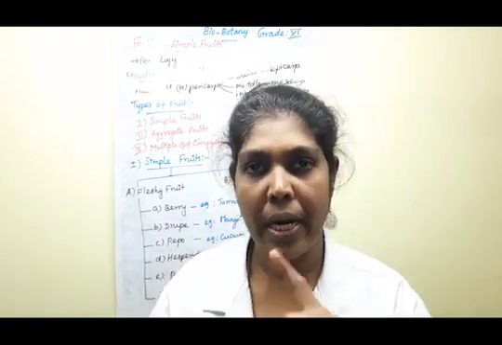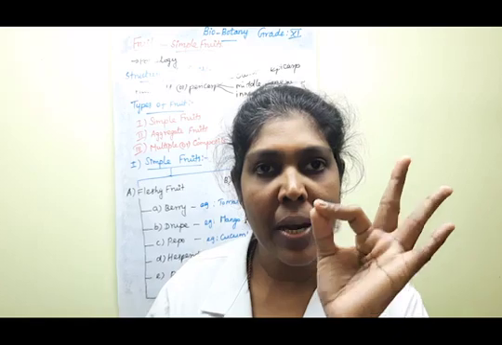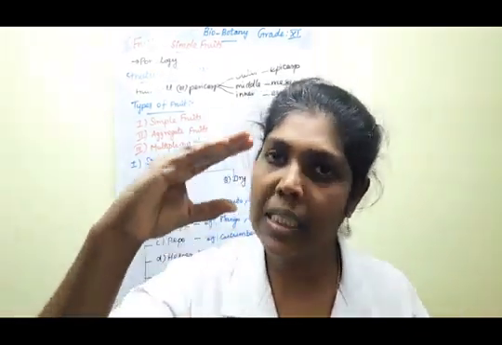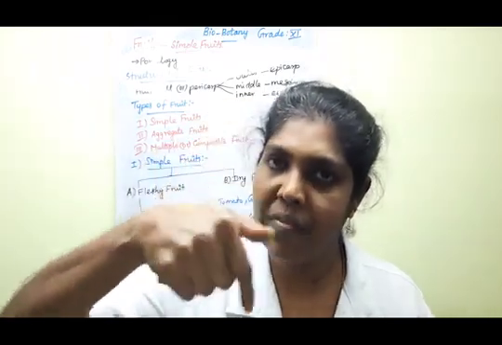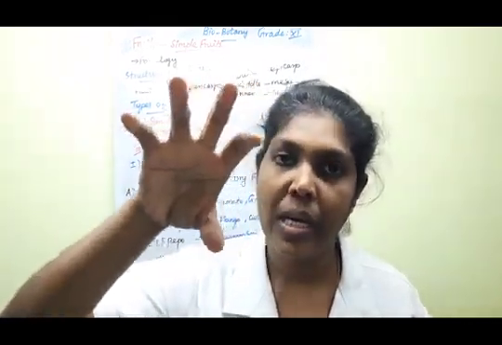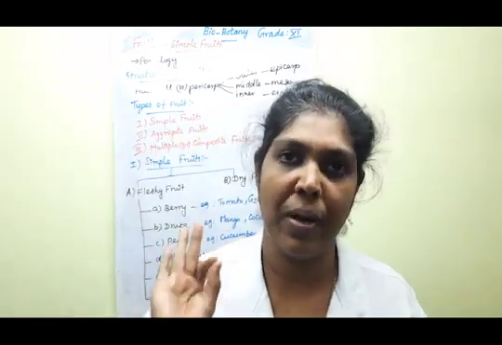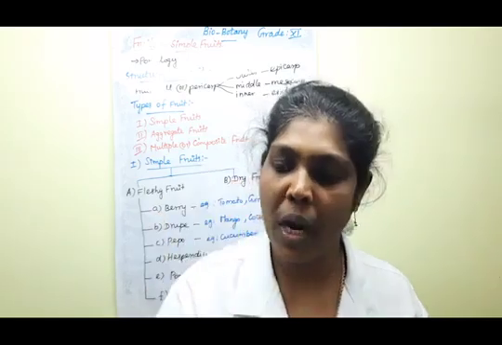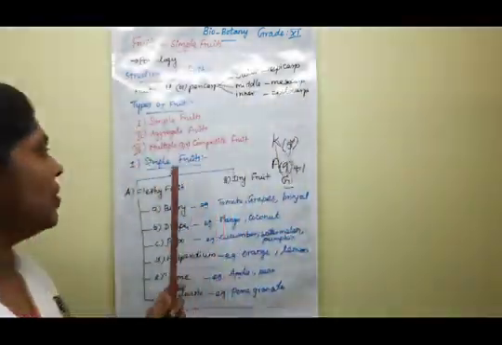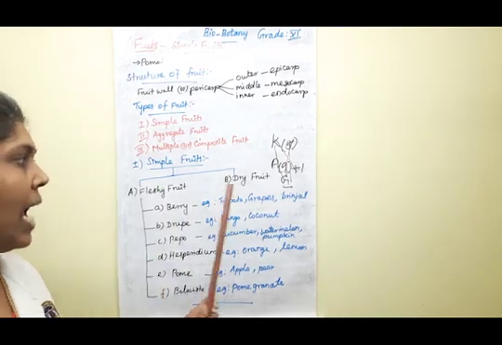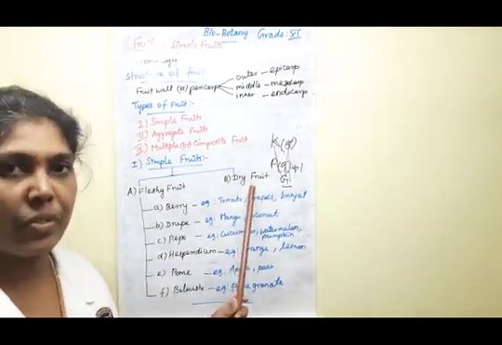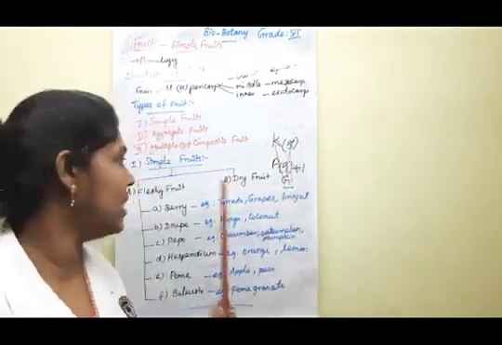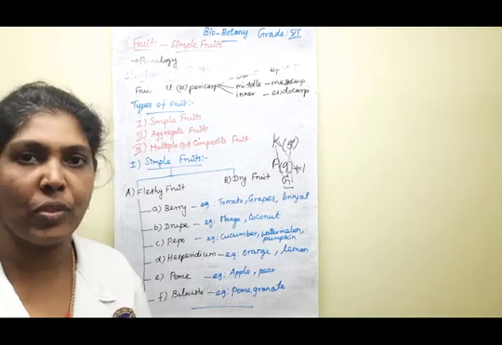Understood? I already taught that. What do you mean by simple fruit? Simple fruit means the part of the fruit that develops from a single ovary or single pistil is known as a simple fruit. Clear, children? A simple fruit is divided into two. What are the two? Very good. The first one is fleshy fruit and the second one is dry fruit. Clear? Today's class we are going to see the fleshy type of fruits.